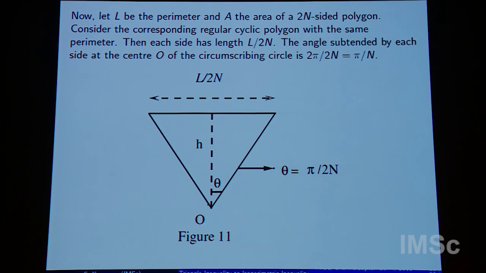So let us take a polygon whose perimeter is L and area is A, a 2n sided polygon. Then you consider the corresponding regular polygon with the same perimeter. Then each side will have length L by 2n, because there are 2n sides, they are all equal. The vertices lie on a circle, so the angle subtended at the center is pi by 2n.